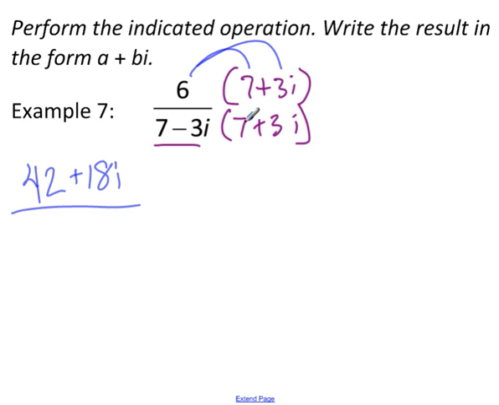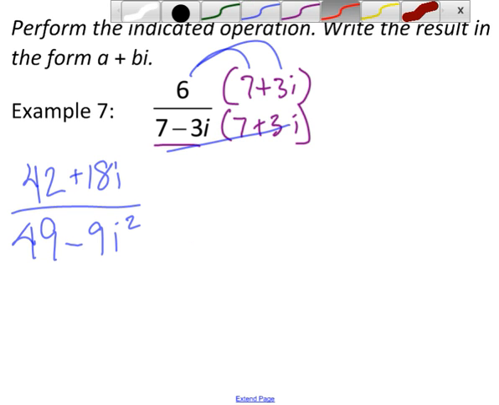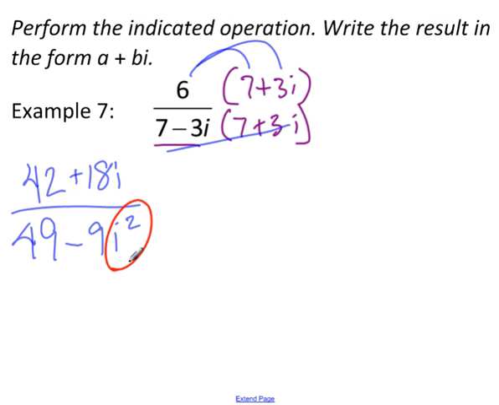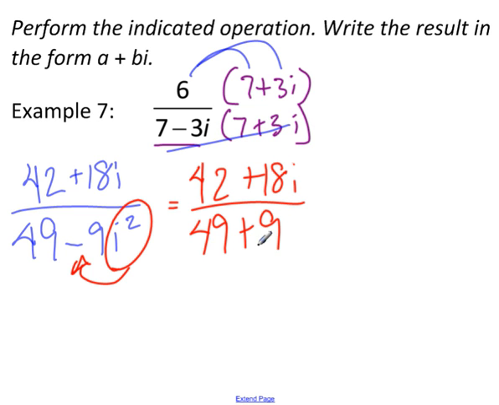Now my bottom, 7 times 7 is 49. And then my minus 3i times positive 3i gives me minus 9i squared. So here's where I am right now. The reason we do this on the bottom is because what happens right here? Well, my i squared is going to change this to positive. I'm going to have 42 plus 18i all over 49 plus 9 now. 49 plus 9 is going to make me, what, 58?